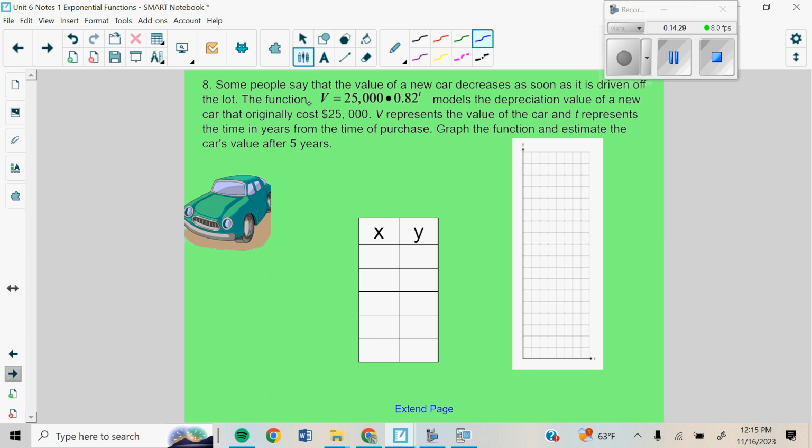We talk about cars, and generally, when you buy one, they say the value decreases when you drive off the lot. Okay, so we have 25,000 times 0.82^t, and V represents the value of the car, and T is time in years. So T and V. We're going to deal with real world stuff, so we're starting at 0, and this is talking about years. And actually, it says graph the function and estimate the car's value after 5 years. Let's just throw another line in for 5. Okay, pause it here, put it in your calculator, make it do the work for you, and get that table filled in.